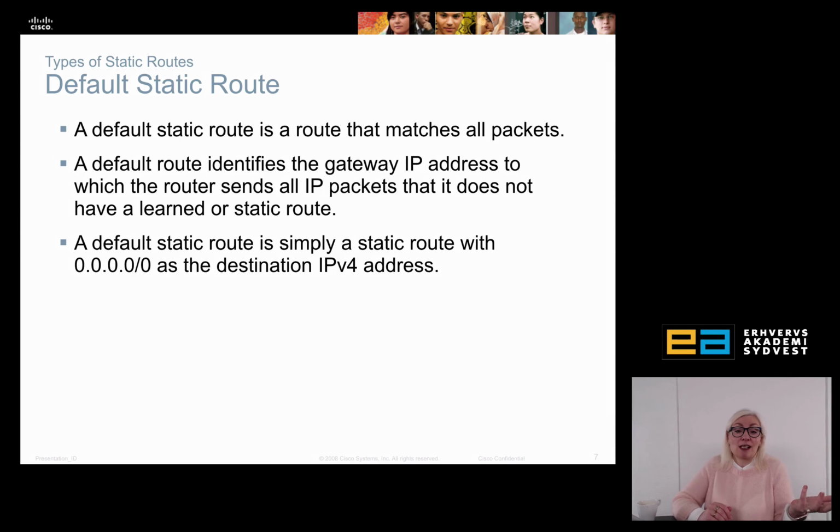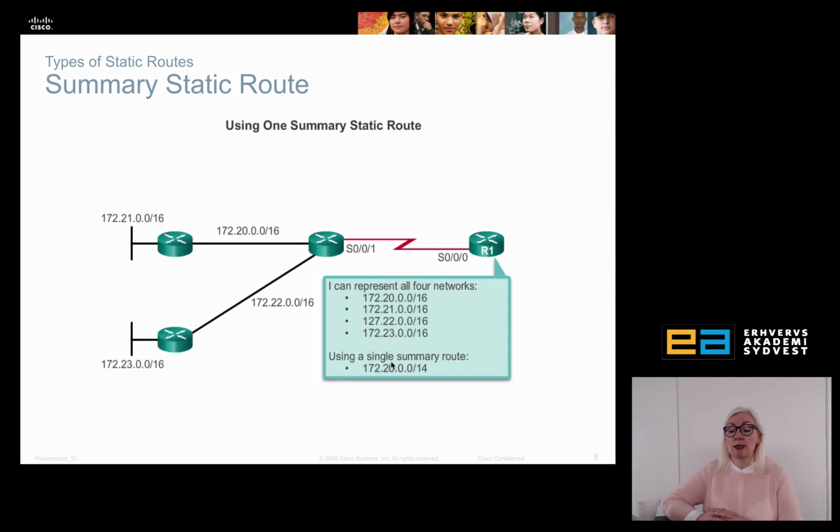And also, if I want to do that, I can do that by using a static route. The reason why I choose to summarize is, of course, so that the entries in my routing table get fewer, because I would like to have it as small as possible in the routing table, because that makes it more efficient. So summary routes can also be set up statically.